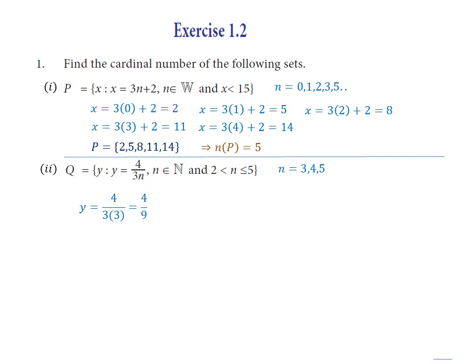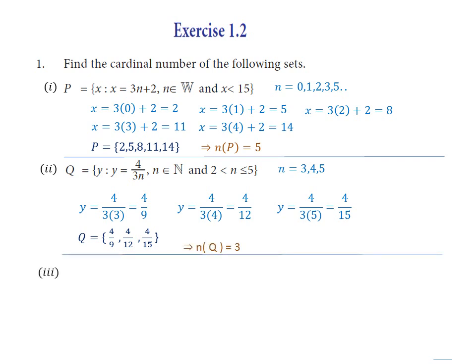y is equal to 4 by 3n, substituting values for n. So, 3 3s are 9. You will get 4 by 9. y is equal to 4 by 3 of 4, 3 into 4. You will get 4 by 12. Same way we are getting elements. Q is equal to 4 by 9, 4 by 12, 4 by 15. How many elements are there? Totally 3 elements. The set Q containing 3 elements. So, n of Q is equal to 3.